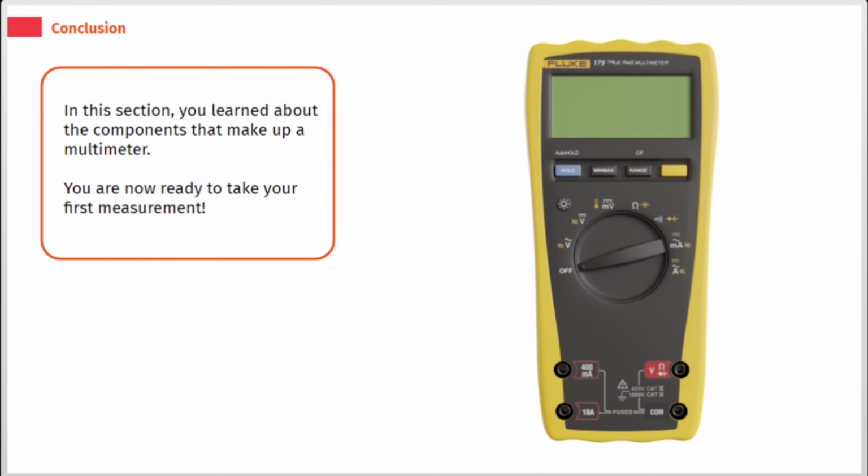In this section, you learned about the components that make up a multimeter. You are now ready to take your first measurement.